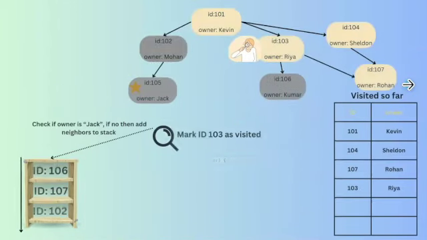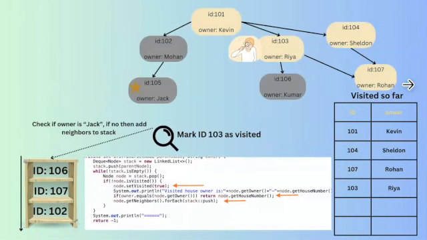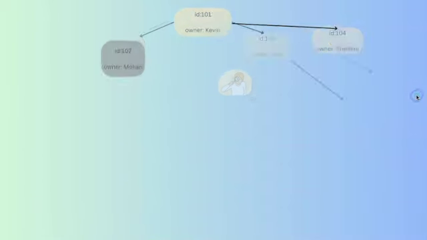And since it was never visited, it enters the loop and marks the node as visited, and then checks whether the owner is Jack or not. Since it is not, it continues, then inserts its neighbors 106 and 107 to the stack. So here is an interesting part, because Ria has a similar neighbor as Sheldon, which is a common neighbor, Rohan. You will come across that scenario in a few minutes.